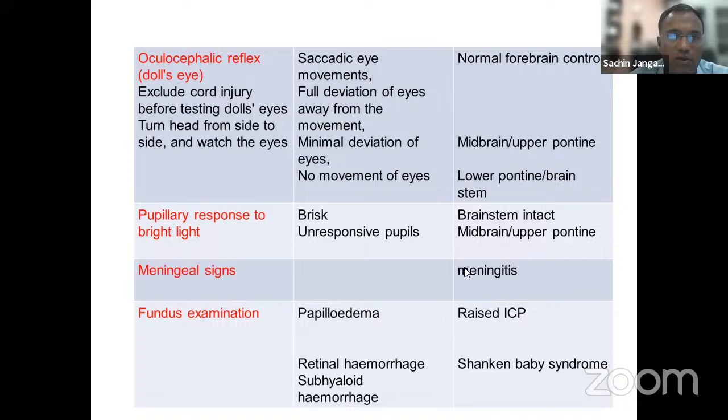In fundus, if you get a papilledema, in acute raised ICP, you may not get a papilledema. If you get a papilledema, it is a sign of raised ICP. If on fundus examination you get a retinal hemorrhage or subhyaloid hemorrhage, then this may be the case of shaken baby syndrome.